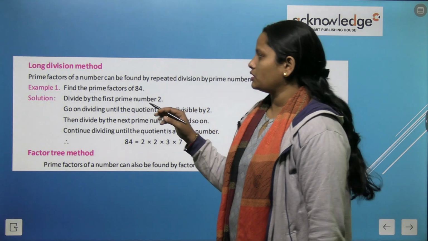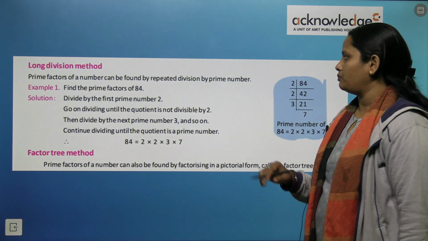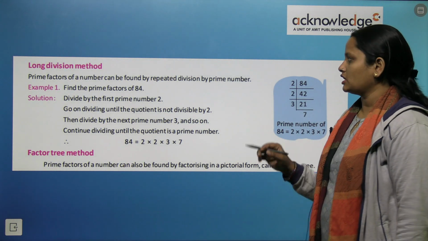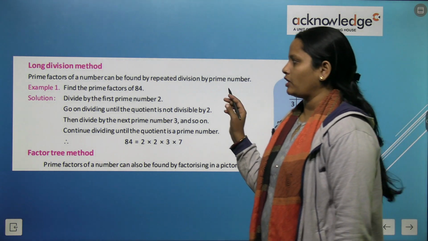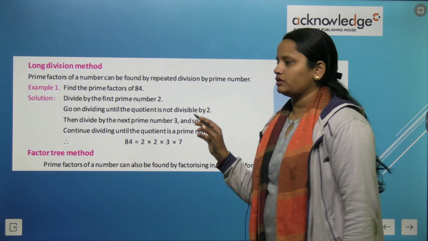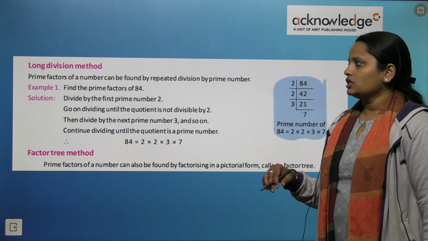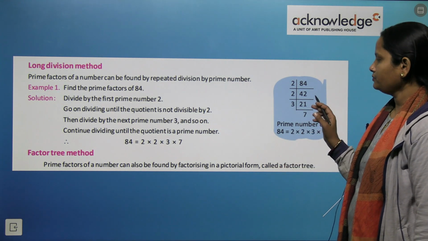फर्स्ट है लॉन्ग डिविजन मेथड. Prime factor of a number can be found by repeated division by prime numbers. रिपीटेड डिवीजन अगर हम करेंगे प्राइम नंबर्स का तो उसमें प्राइम फैक्टर को इजीली ढूंढ सकते हैं. Here the first example is find the prime factor of 84. 84 का prime factor निकालना है. So this is the long division method.